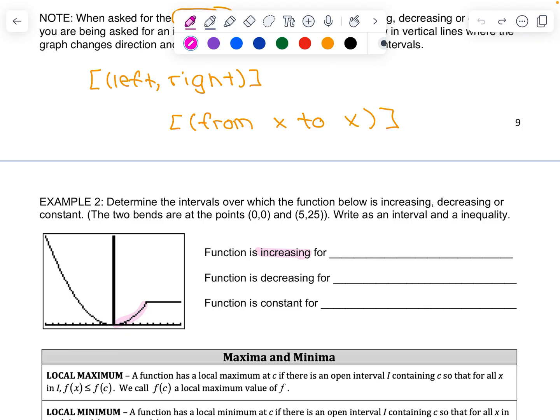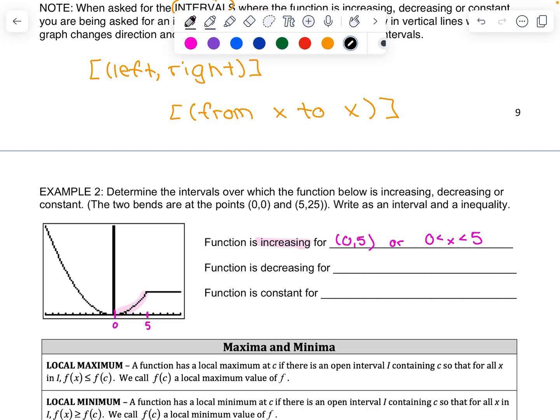The x value at the first spot is located at 0, and the x value at this other one, assuming it's counting by ones, which I think it is, yes, because the two bends are at the points (0, 0) and (5, 25). So this is a 5, because that's where it bends. So it's increasing from 0 to 5, or between 0 and 5.